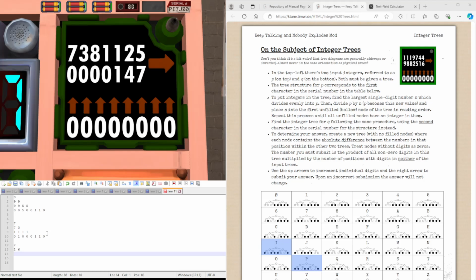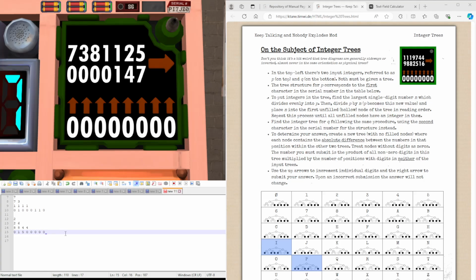Yeah, 9 and 3, which is going to be 6. 9 and 1 is 8. 9 and 1 is 8. 5 and 1 is 4. 5 and 1 is 4. 0 and 0 is 0. 0 and 1 is 1. 5 and 0 is 5. 0 and 0 is 0. 0 and 0 is 0. 1 1 0. 1 1 0 0 0.